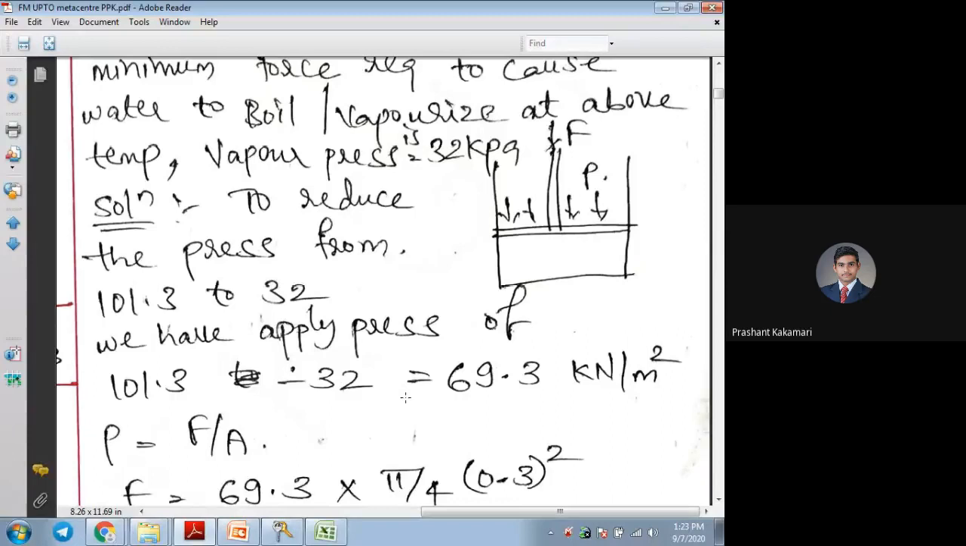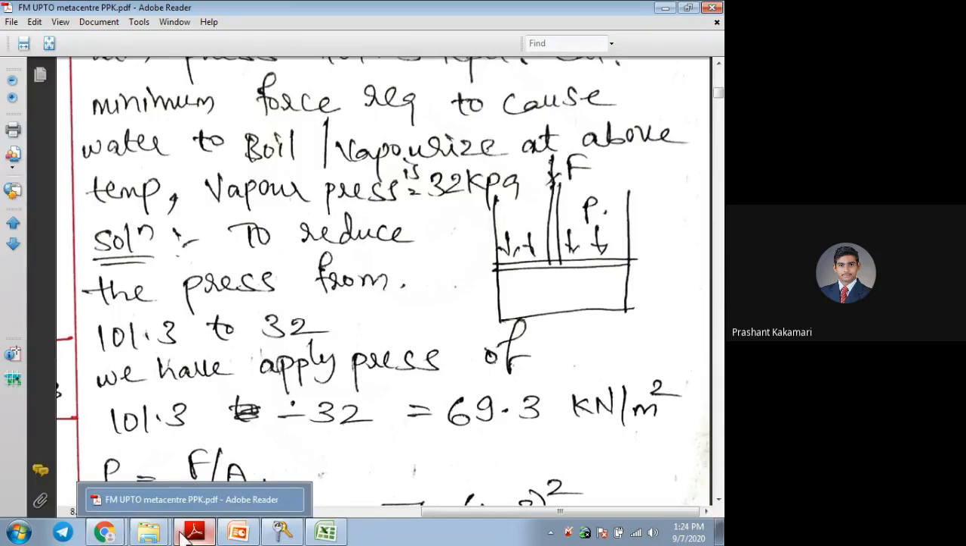That they have given here: 101.3 minus 32, simple. The difference will be 69.3 kilopascal. Pascal is how much? Newton per meter square. I hope this point is clear. We have to create a pressure difference of 69.3 kilonewton per meter square. This step is clear. Why have they taken the difference?